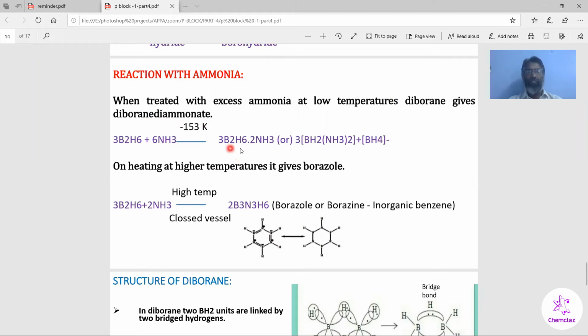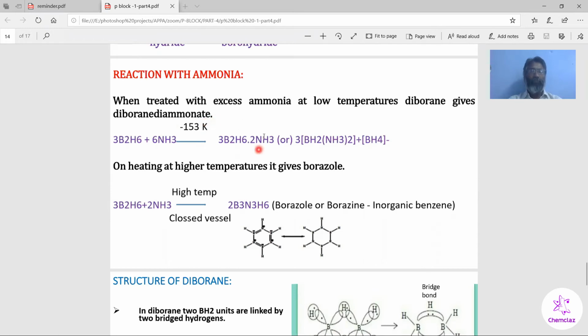So it is an addition molecule or complex molecule. 3B2H6 plus 6NH3. This one is the addition product, or a modification takes place and gives the complex molecule, BH2(NH3)2 plus BH4 minus. So this one is a complex compound. At low temperature, it gives diborane diammoniate.